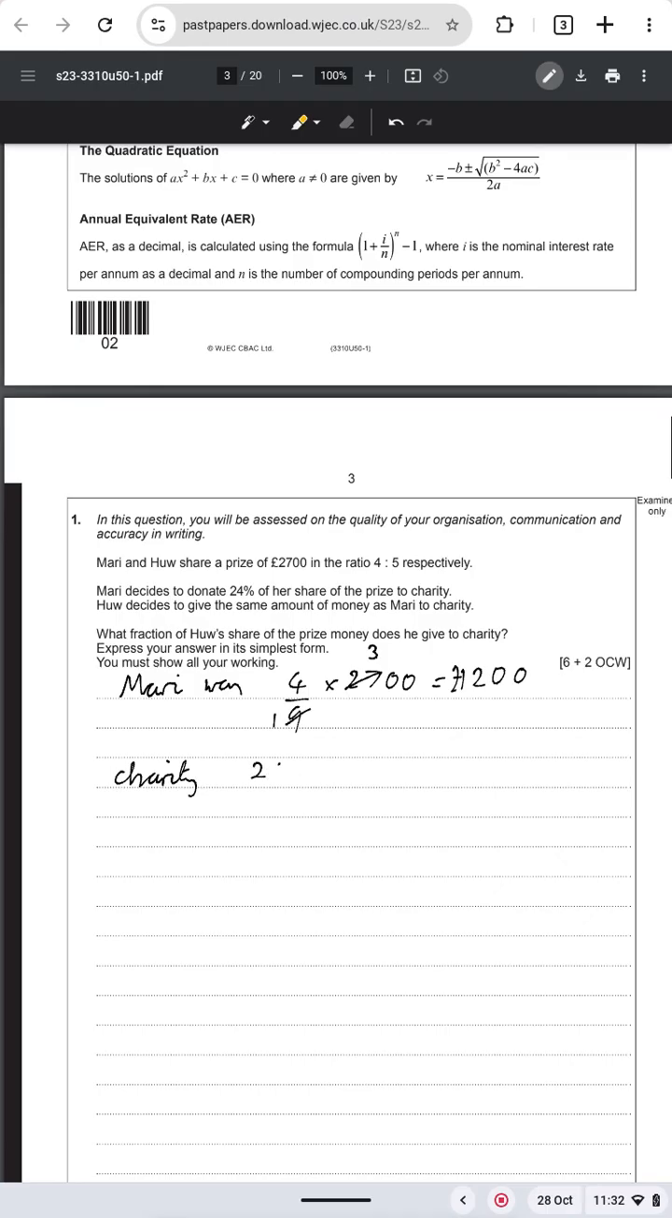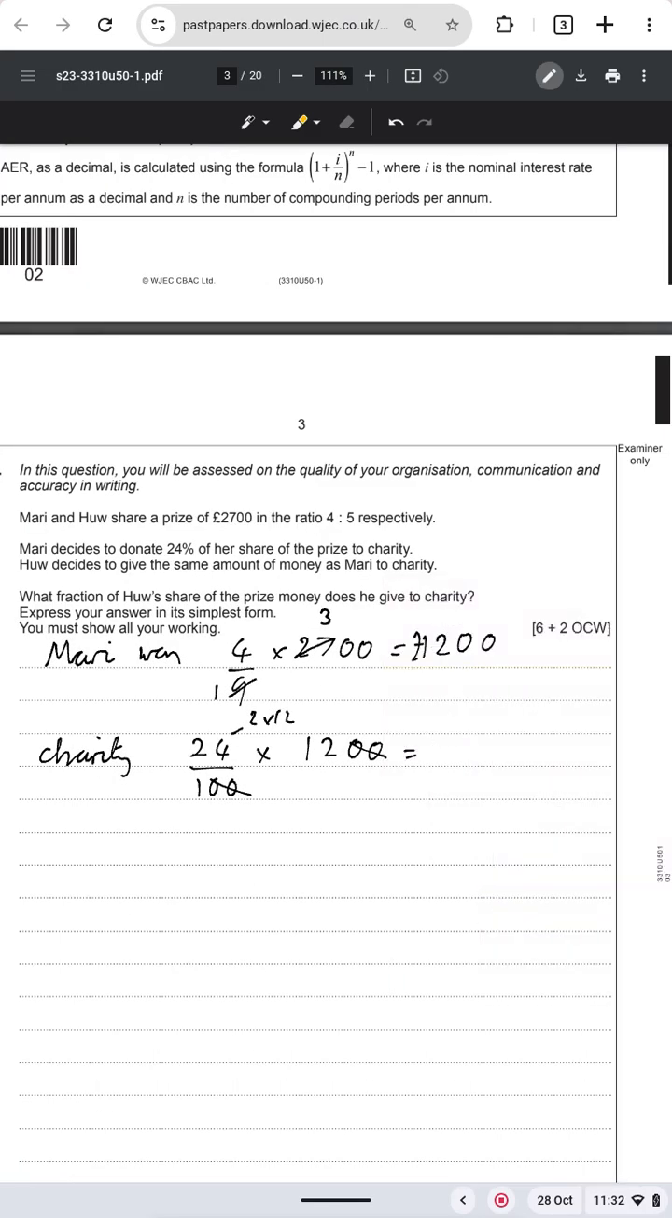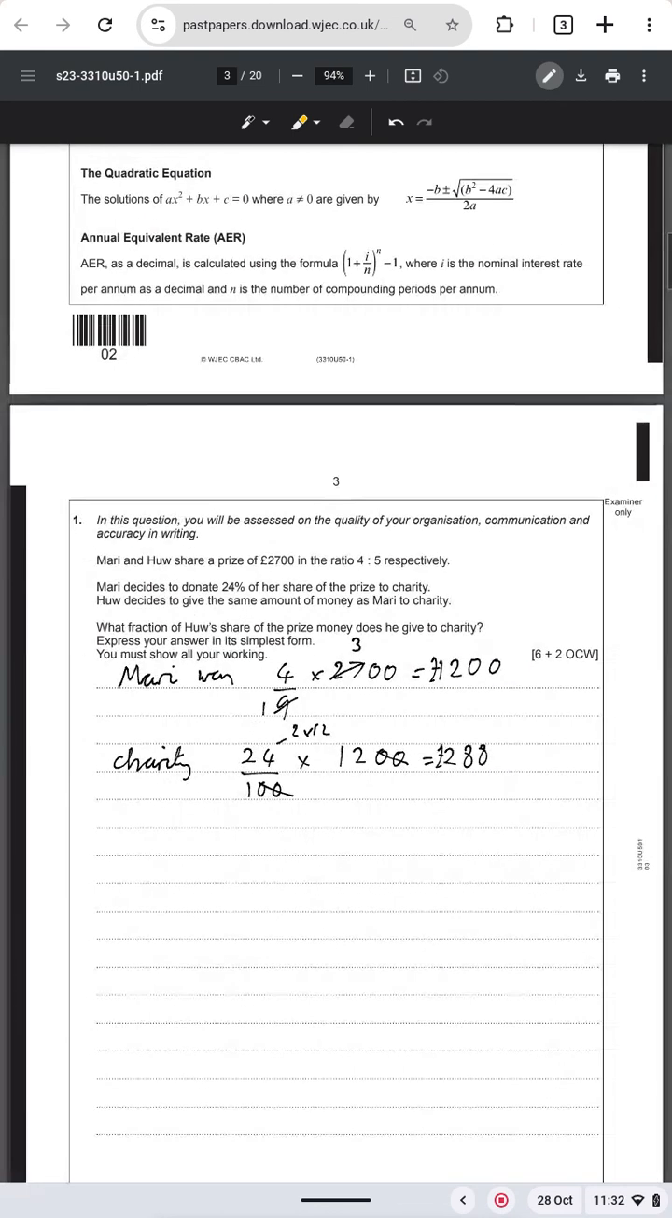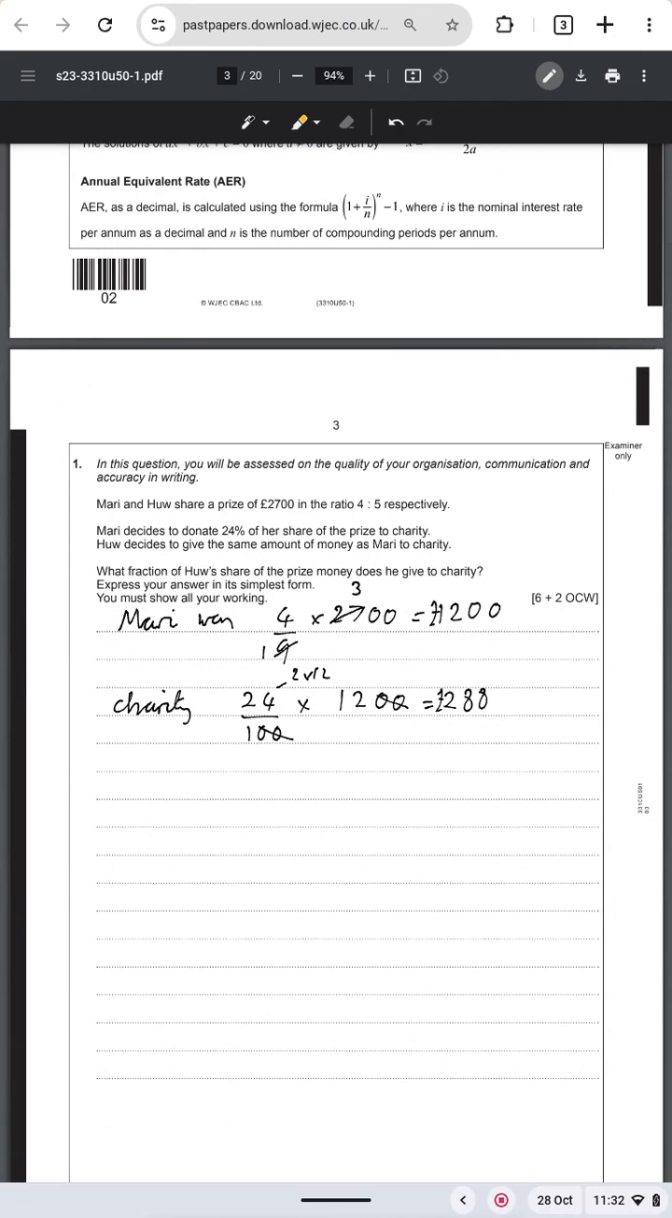They get 24%, which is 24 over 100 of that £1,200. So again, we can cancel these two zeros with those two zeros, which gives us 12 times 24. So 24 can be written as 2 times 12. So 12 times 12 is 144. Therefore, 2 times 12 is 24, giving £288.